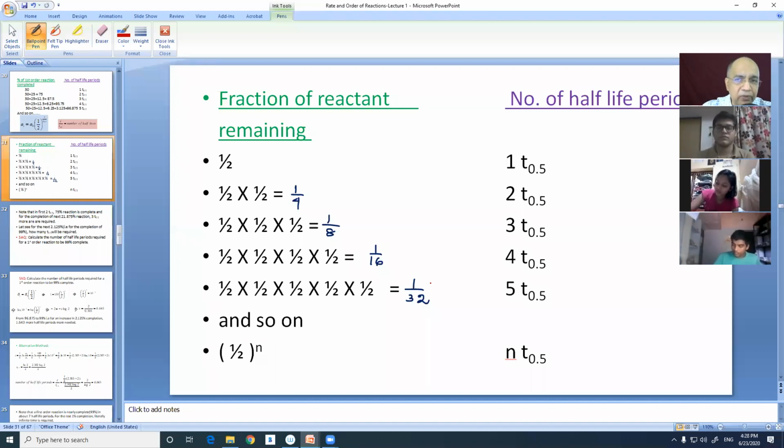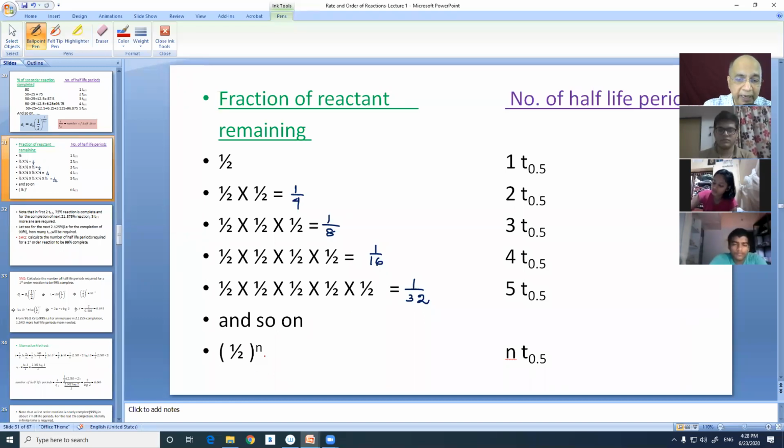The other way to find the fraction of the reactant remaining in a first order reaction after different numbers of half-lives will be known from this table. After one half-life period, half will remain, half will go. In two half-life periods, half of half will remain, that is 1/4. In three half-life periods, half of 1/4 will remain, that is 1/8. In four half-life periods, half of 1/8, that is 1/16 will remain.